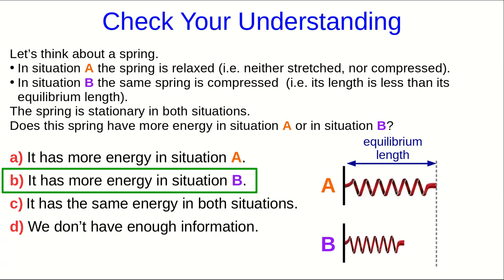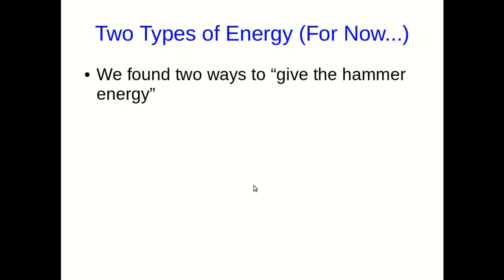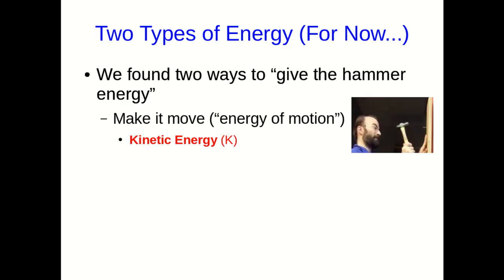The hammer and nail example lets me do one more thing, and it's to identify that we've just seen two different types of energy. And for now, those are the ones we'll work with. We'll find other types of energy as we go along. Because we found two ways to give the hammer energy. We could make it move. And so this is an energy of motion, and we'll call this kinetic energy.